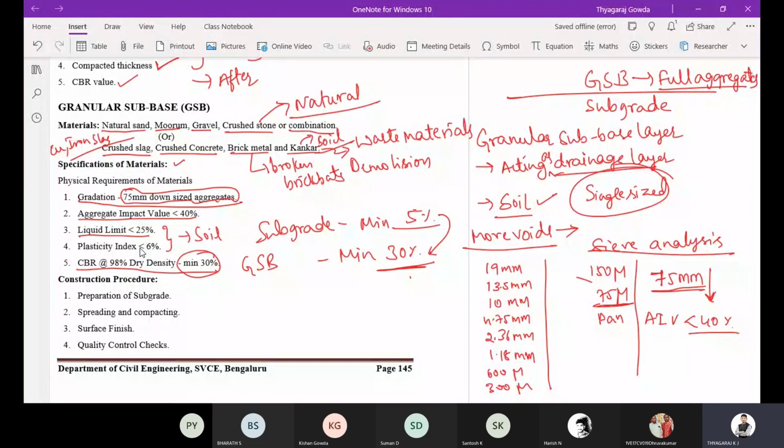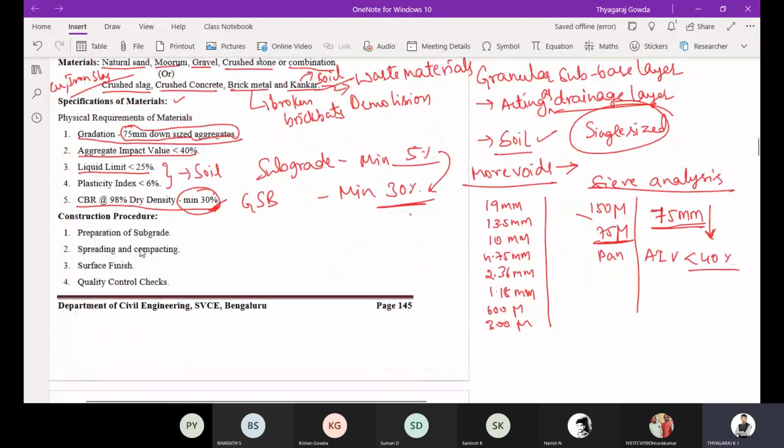One, you have to see that 75 mm and downsized aggregates will be used as a GSB layer. Aggregate impact value less than 40%. Liquid limit and plasticity index: when we are using the soil as a GSB material, then the liquid limit should be less than 25% and plasticity index should be less than 6%. And CBR value: the CBR value at 98% density is a minimum 30% you are going to provide.